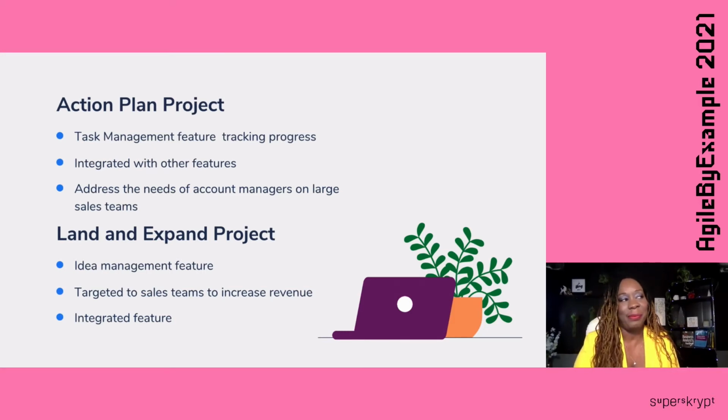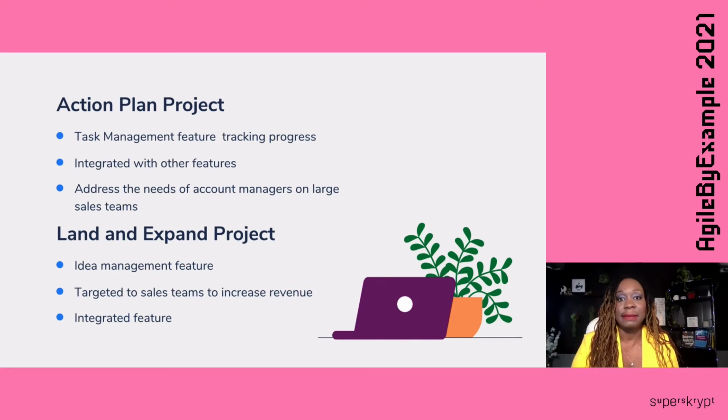So the Action Plan Project really is a task management feature tracking system, right? And it's really geared towards salespeople. Salespersons are going to be using this to help them strategize how they can actually win the deal. So if you're in a sales team and you're working towards winning some $1 million contract, you really have to put a strategy together and you need to have tasks.